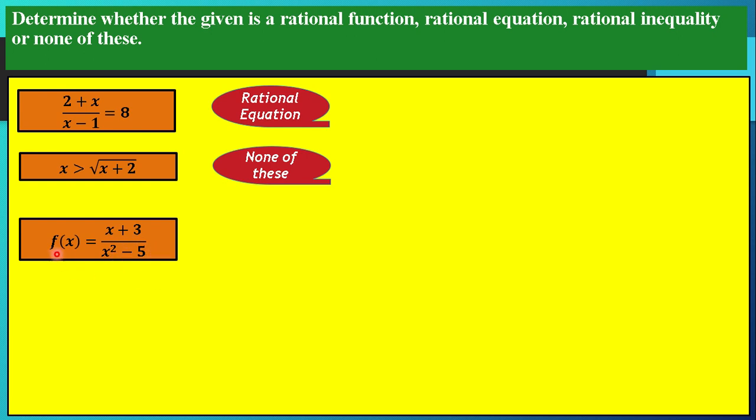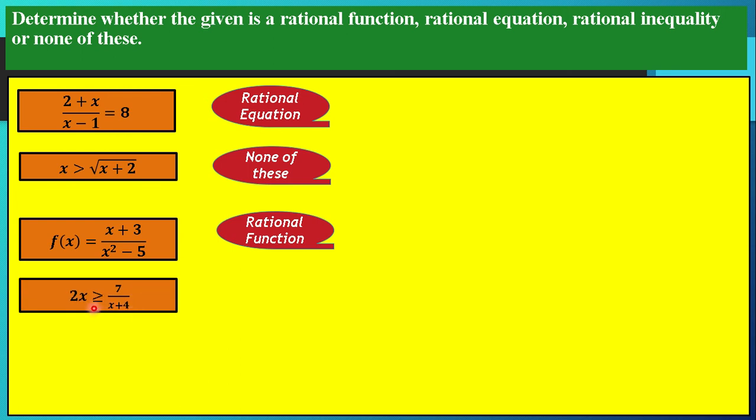So meron po tayong f of x na nandito, ibig sabihin function yan, at meron po tayong equal sign, at meron po tayong involved na rational expressions. Therefore, maliwanag po na that is a rational function. Next, 2x is greater than or equal to 7 over x plus 4.